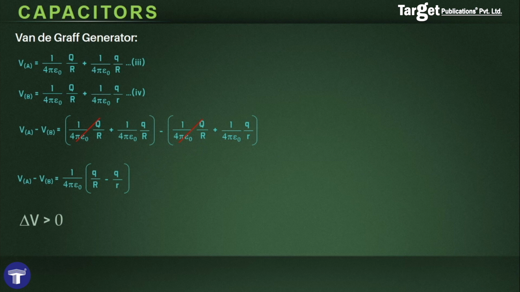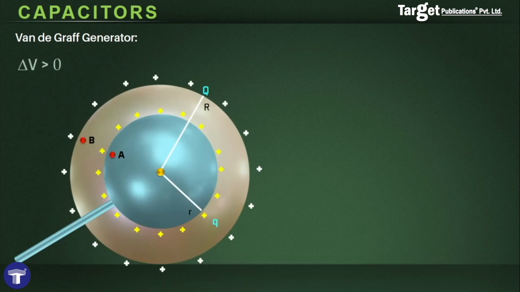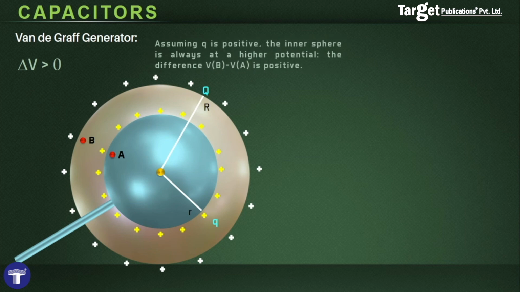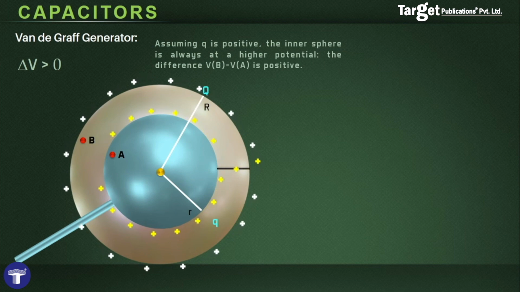So finally, we have learned that the potential of the inner sphere is greater than the potential of the outer sphere, irrespective of how large capital Q is. And we know that charge flows from a higher potential to a lower potential. Therefore, if there is some way in which we could connect sphere A to sphere B, we'll see that charge starts flowing from sphere A onto the spherical shell B.